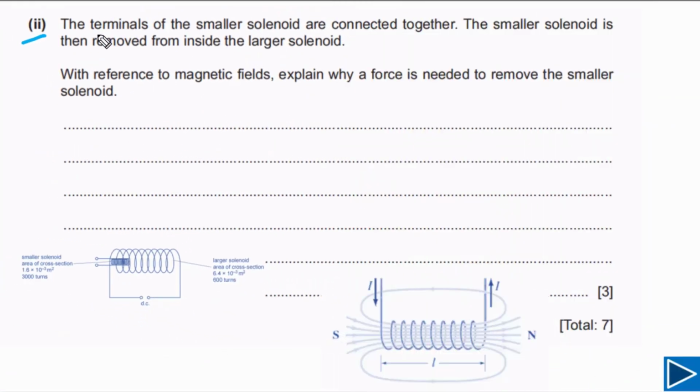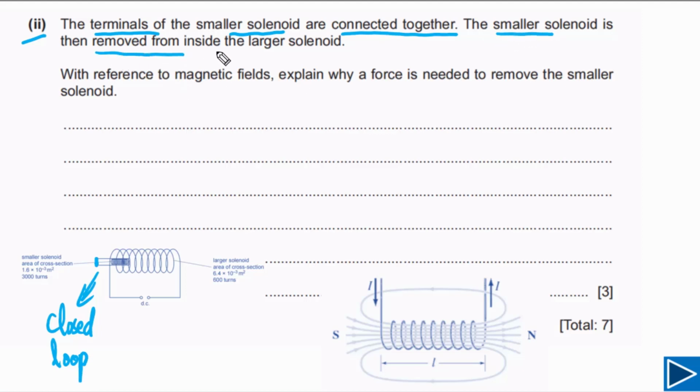For our second part, it is given to us that the terminals of the smaller solenoid are connected together. It simply means that these terminals are joined together. Now the smaller solenoid is just like a closed loop. So simply we can say it is a closed loop now, before it was an open loop. The smaller solenoid is removed from inside the larger solenoid, meaning we move this one to the left. We need to explain with reference to magnetic fields why a force is needed to remove the smaller solenoid.